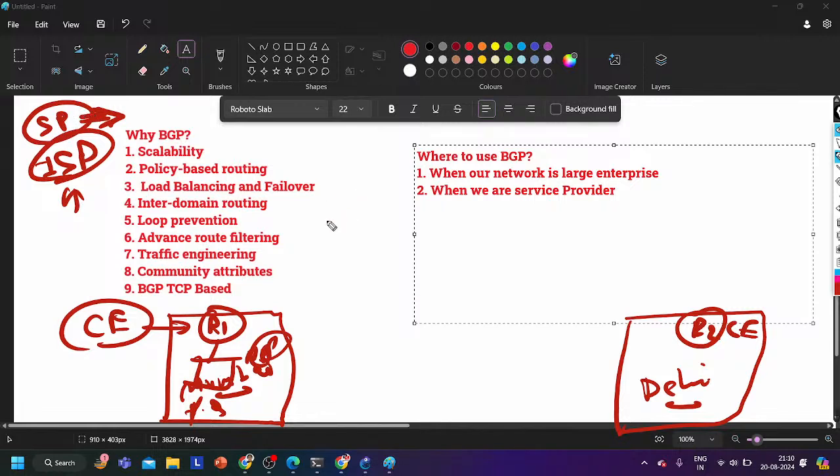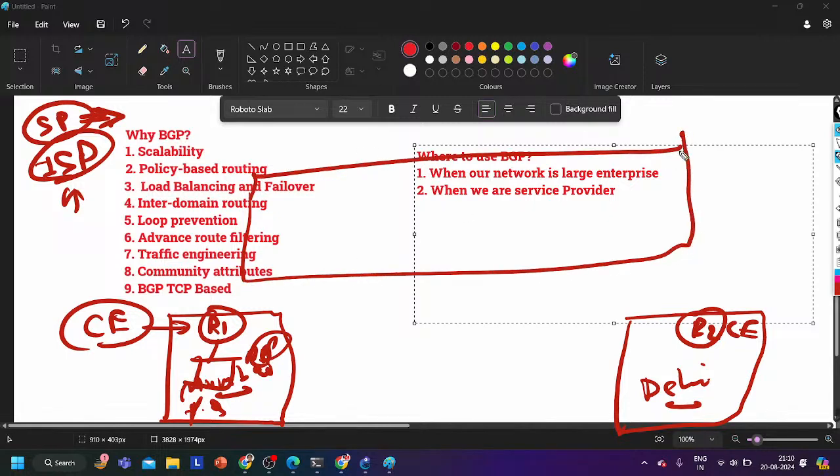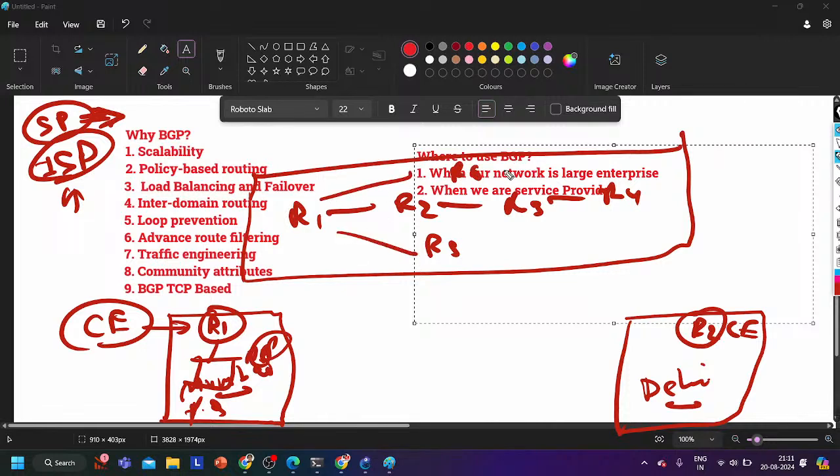What will the service provider do? The service provider already has its infrastructure between Mumbai and Delhi, right? They will have one infrastructure between Delhi and Mumbai, with lots of routers there, R1, R2, R3, R4, R5, R6. There will be multiple paths between the source and destination, between 2 points.